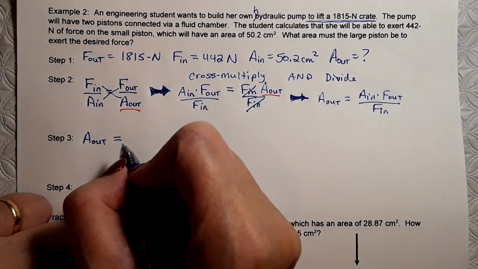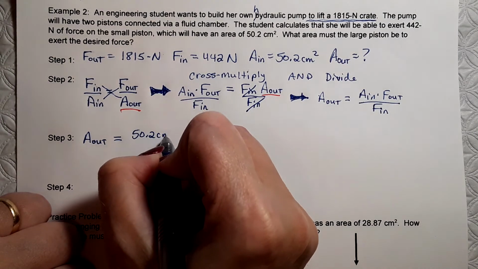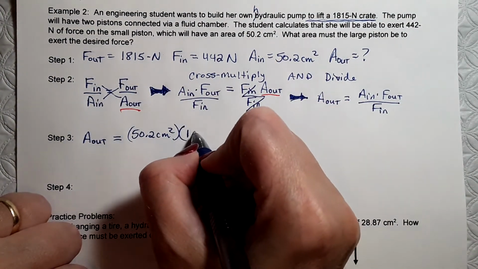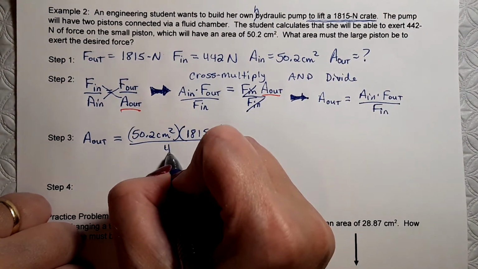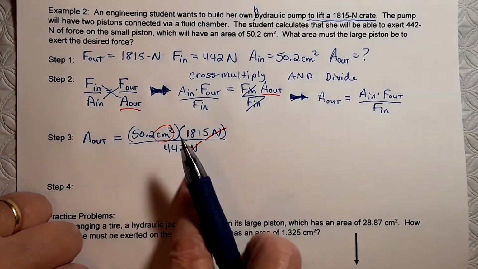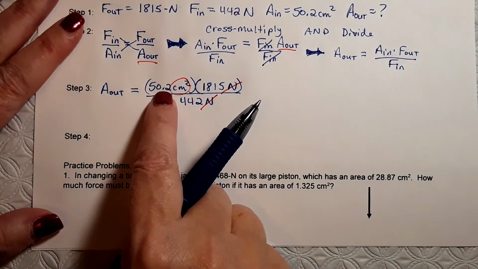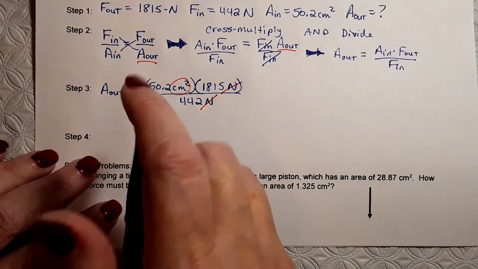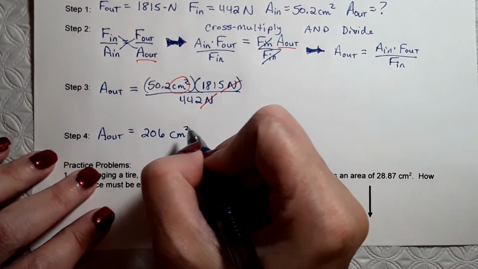So the output area piston that she needs to create for her system would be the area in, which was, there it is, 50.2 centimeters squared, times the force that we want to get out of the system, 1815 newtons, divided by the force that we want to put in, 442 newtons. Notice in this case, the newtons cancel and leave behind centimeters squared, which is what area is measured in. So we're doing it right. Okay, so now if you say 50.2 times 1815, then divide that by 442, you should get an answer for the area of the output piston of 206 centimeters squared.